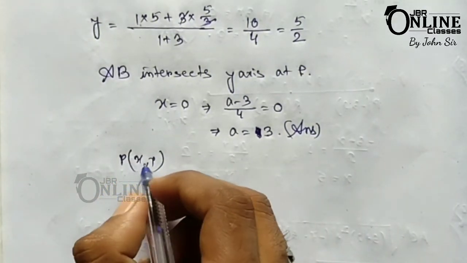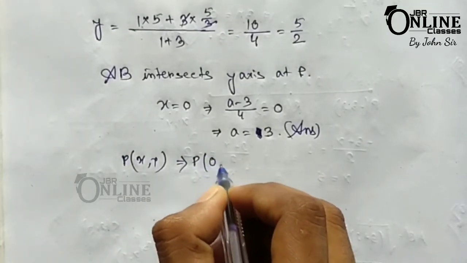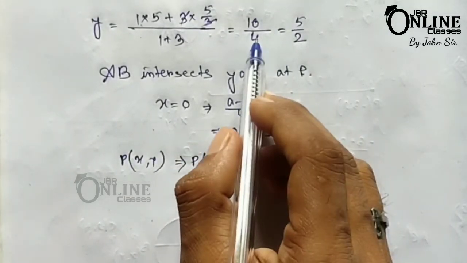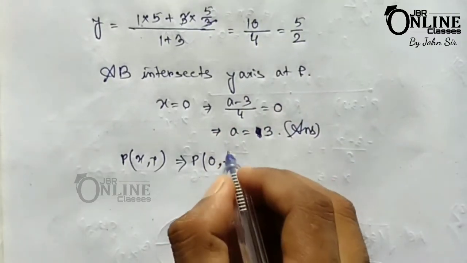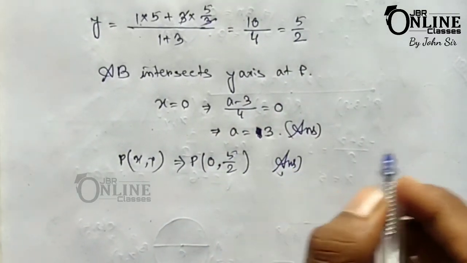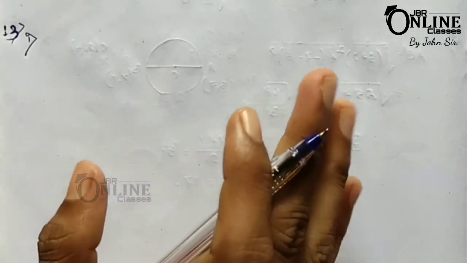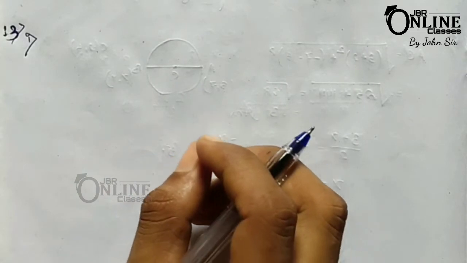So as x equal to 0, the coordinate will be 0 comma, and the next one is y. So the value of y equals 5 by 2. So the coordinate of the point will be (0, 5/2). That is the second one. Now the next one, sum number 12. Hints for sum number 12 are given in your book, so I hope you can solve this problem.